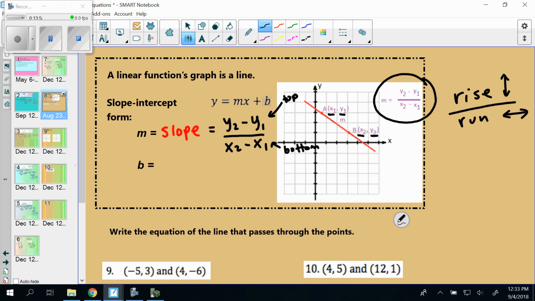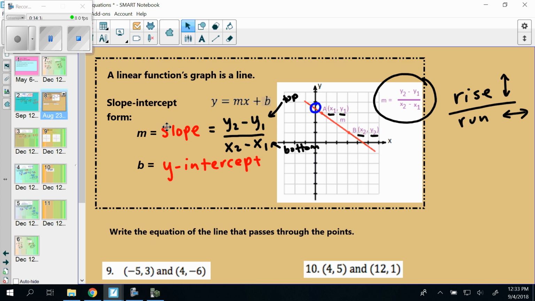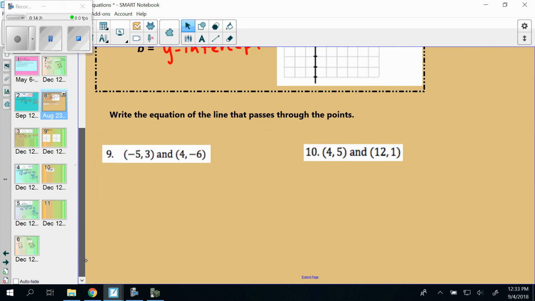And b in this equation is your y-intercept. It's the place where your line crosses the y-axis. So on this particular example graph, the y-intercept would be the location right there where it's crossing the y-axis. Okay, so how do we do that? Well, we can do it and find slope by finding the slope from 2 points.